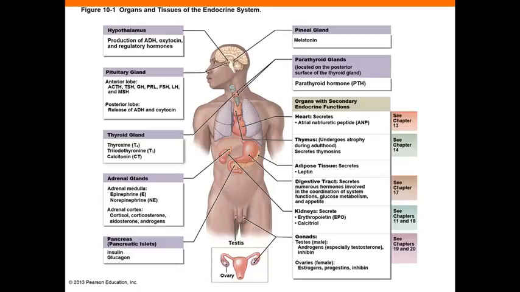This chapter will introduce the components and functions of the endocrine system and explore the interactions between the nervous and the endocrine systems. We'll be discussing the hypothalamus, pituitary gland, pineal gland, parathyroid and thyroid glands, adrenal glands, the pancreas. There are also a number of organs that have their own chapter that focuses on their primary functions, but can perform secondary endocrine functions like the heart, thymus, adipose or fat tissue, the digestive tract, kidneys, and gonads like the testes and ovaries.